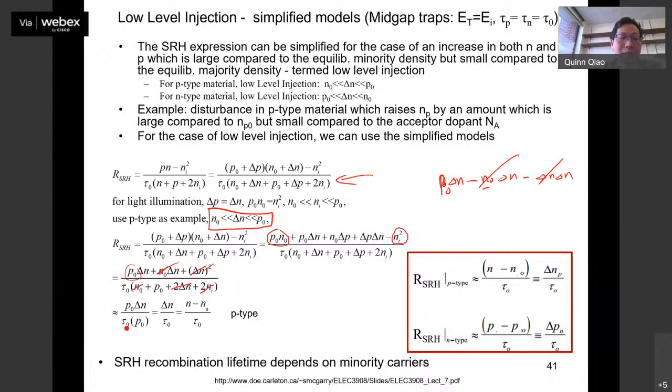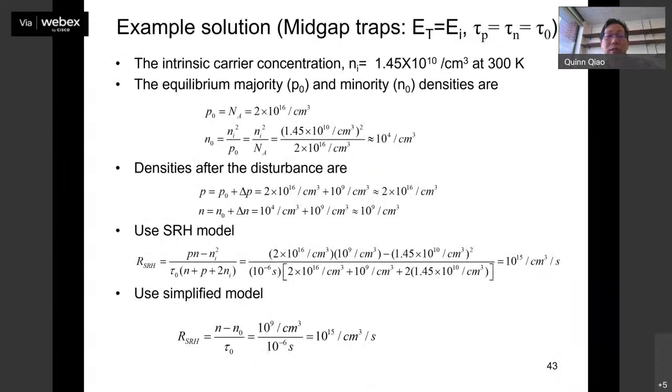P0 delta N divided by tau P0. That's why your final equation is this: delta N over tau. Okay. Delta N is N minus N0. That's how all the concept here, pretty simple. You identify the relationship and then you try to simplify equations. Okay, so here shows the example.